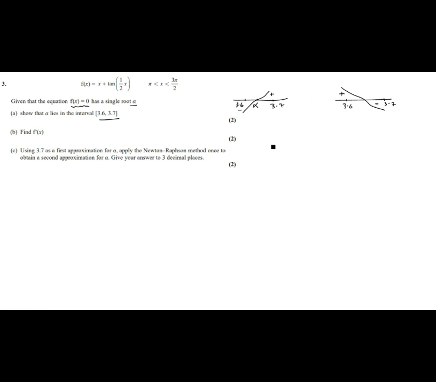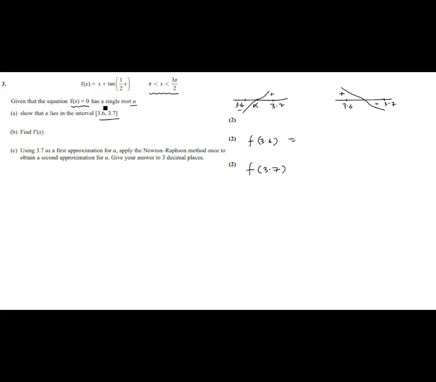So let's calculate the value of f of 3.6 and the value of f of 3.7. We can use a calculator here. One thing you have to be sure of is that x is in radians, so make sure to change the mode in your calculator to radians. So let's check the value of f of 3.6.